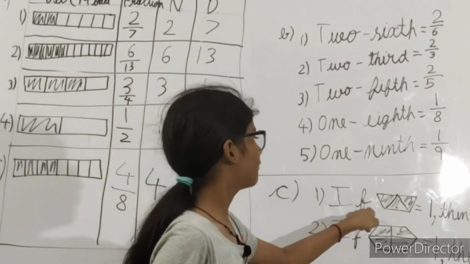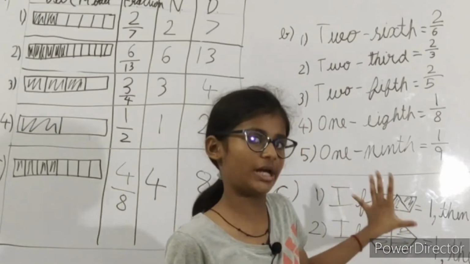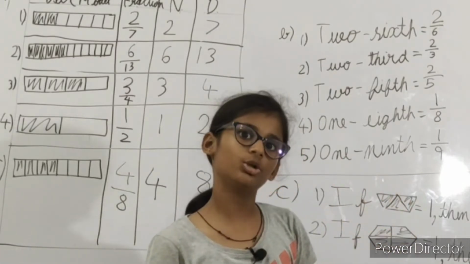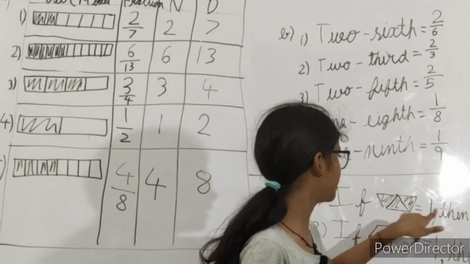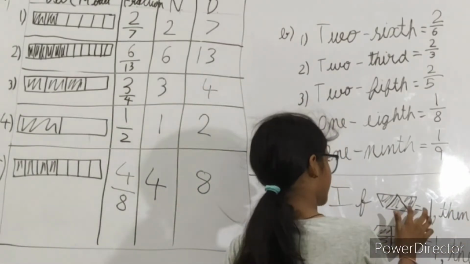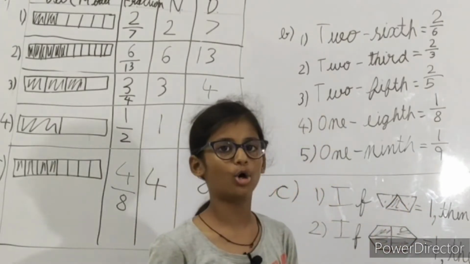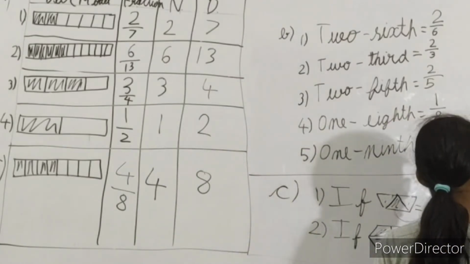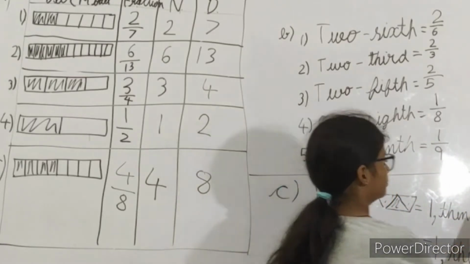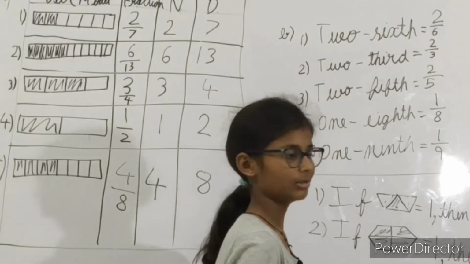See, if this whole figure is one whole, because all the parts are shaded, so it is one whole. Then what is this part of it? If only this part would be shaded, then what would it be? 1 upon 3, right? Because 3 parts are there. So 1 upon 3. Okay, it's not a piggy's tail.